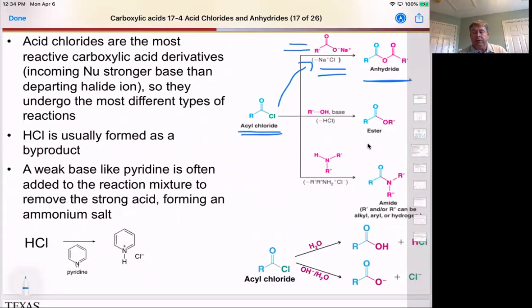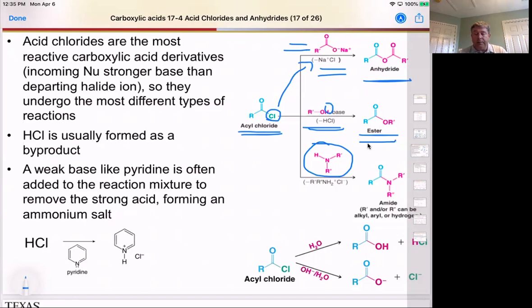We can also use it to generate an ester by using just an alcohol and some sort of base. The base is going to liberate the chlorine from here and the H from the alcohol to give us our ester functionality. Or we can also use an amine, either a primary, secondary, or ammonia as an unsubstituted amine, to give us our amides, okay? If we have ammonia, we have a primary amide, and then we can have a secondary or tertiary amide based on the amine used.